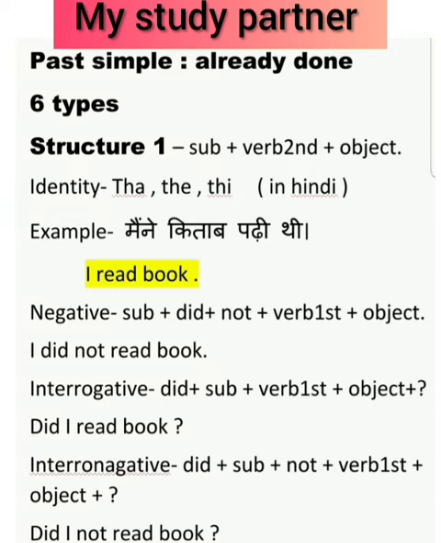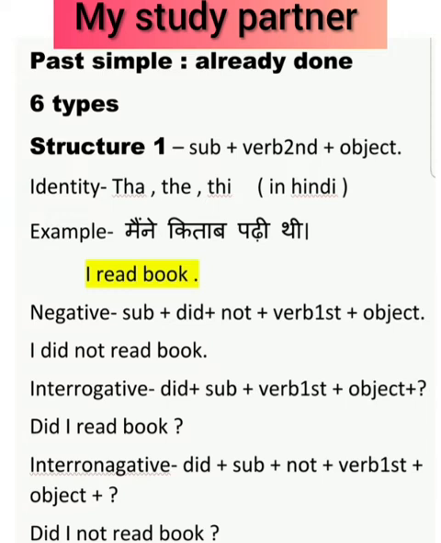We have replaced do/does with did, and after that you can see did plus subject plus verb's first form plus object plus question mark. So according to that, we're going to make a sentence: Did I read book? I hope you got it.